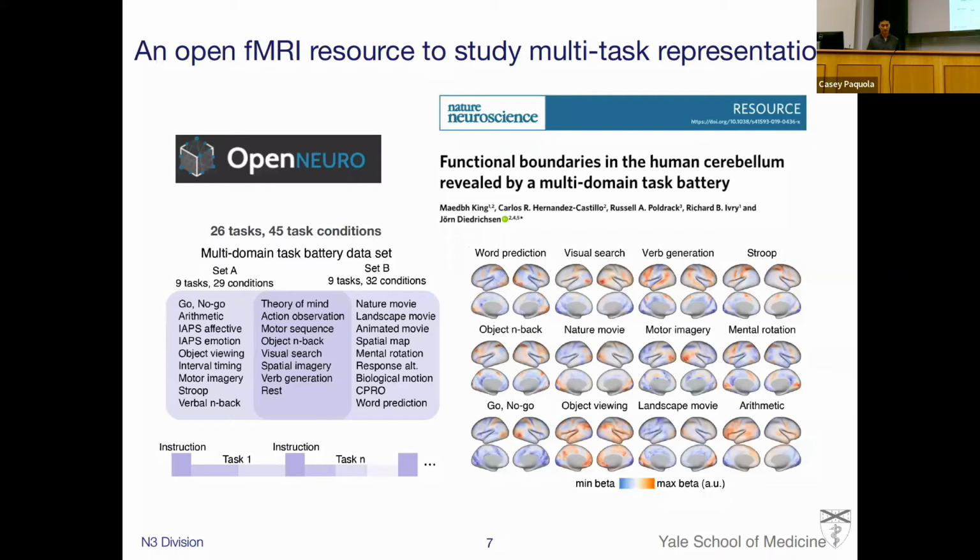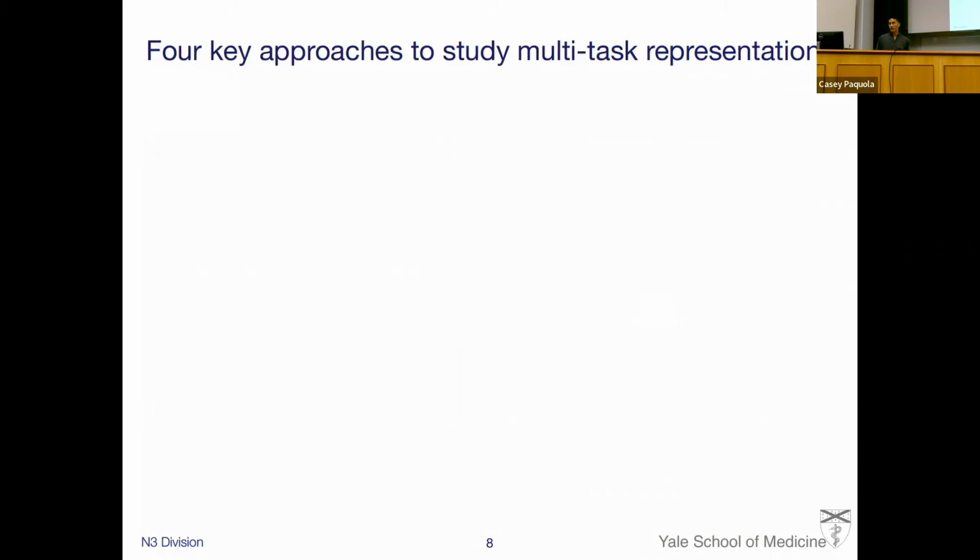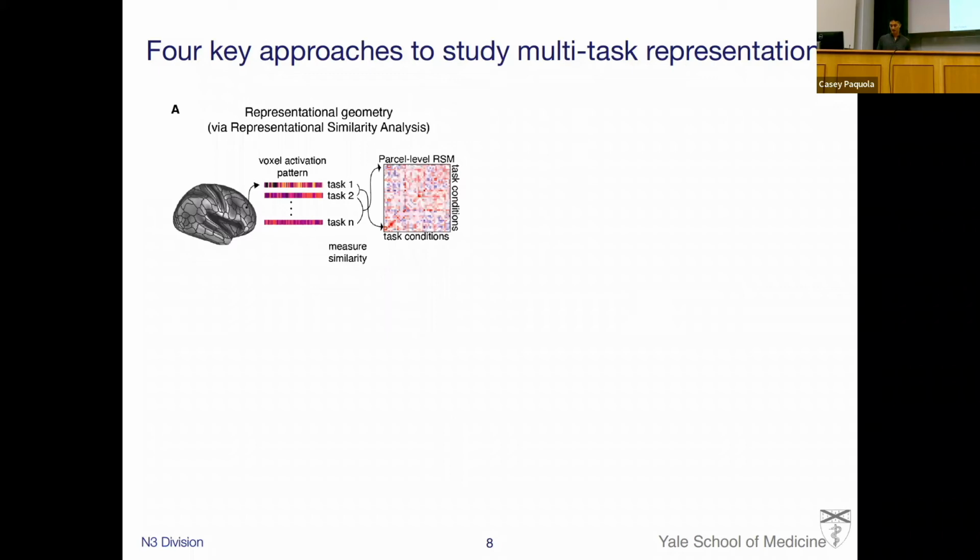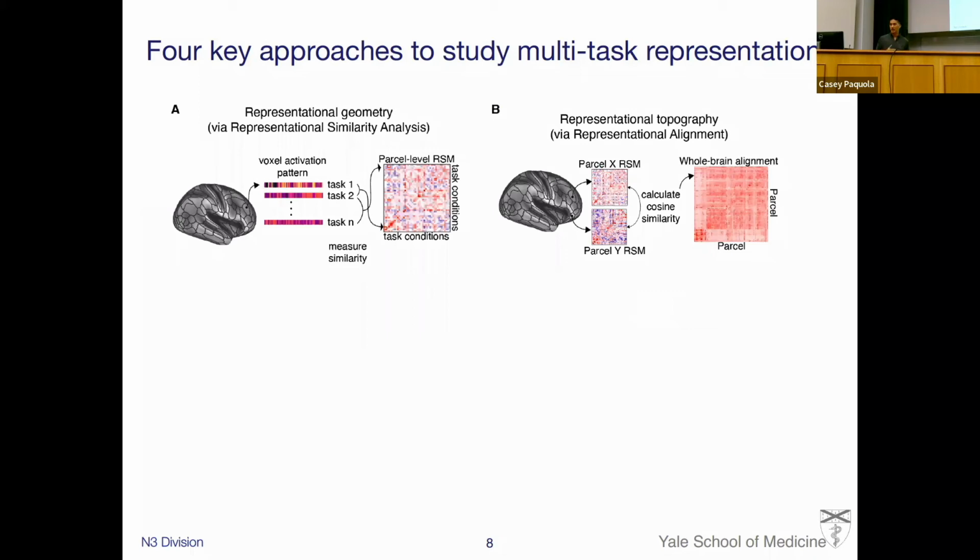All right, so we take four key approaches to study multitask representations. The first is, again, RSA at the parcel level, or the regional level. The second is to characterize the entire cortical topography of representational alignment. In this case, representational alignment just refers to the alignment, or the similarity, of parcel-wise RSMs between pairs of parcels. This way you can construct a whole-cortex matrix, a whole-brain representational alignment matrix.